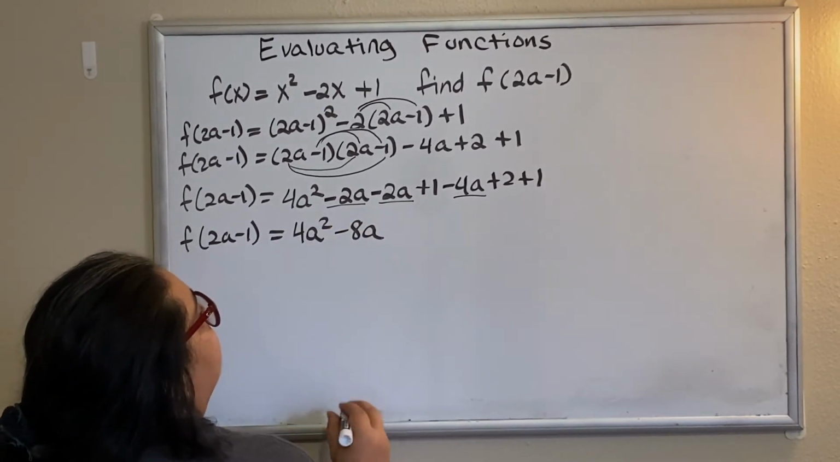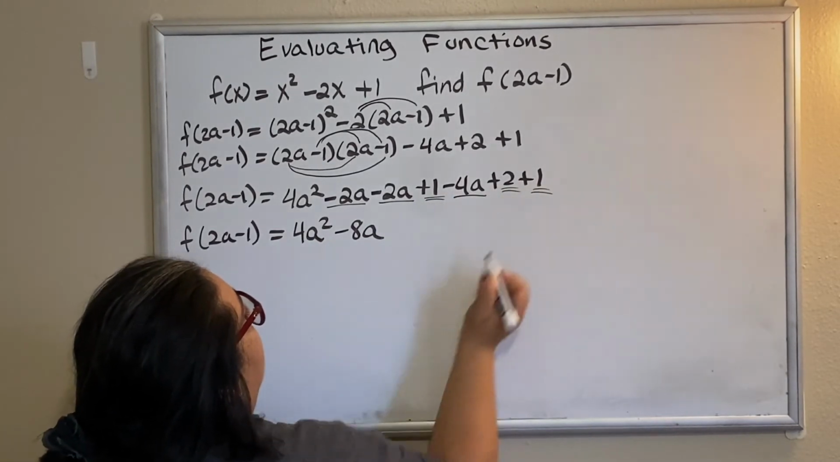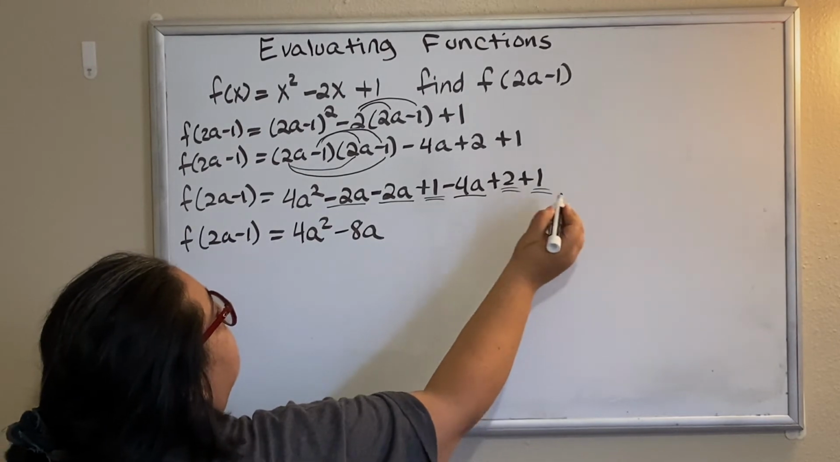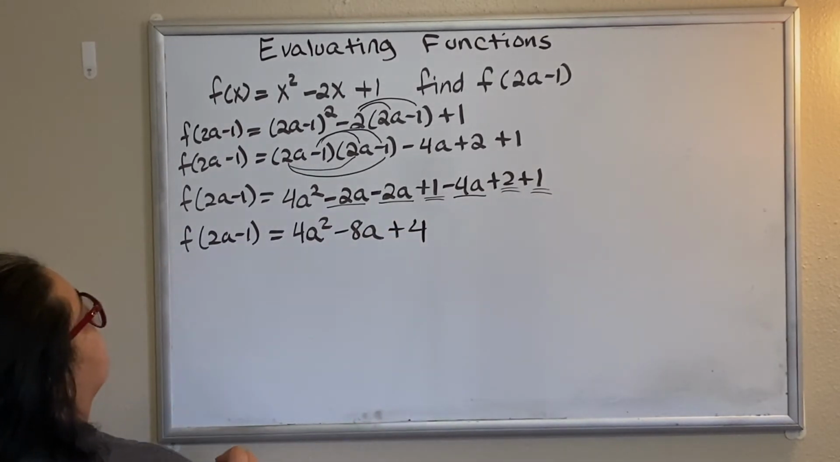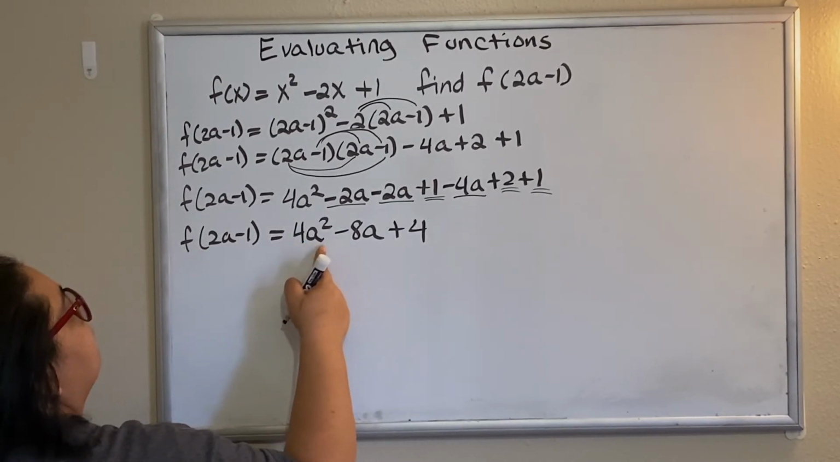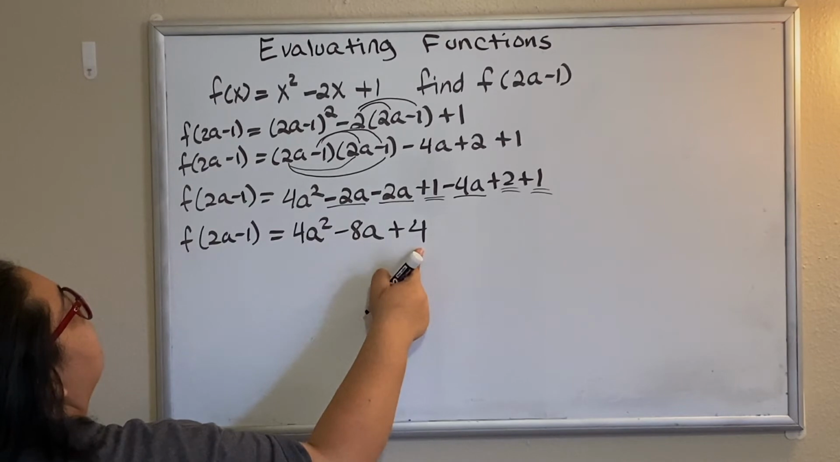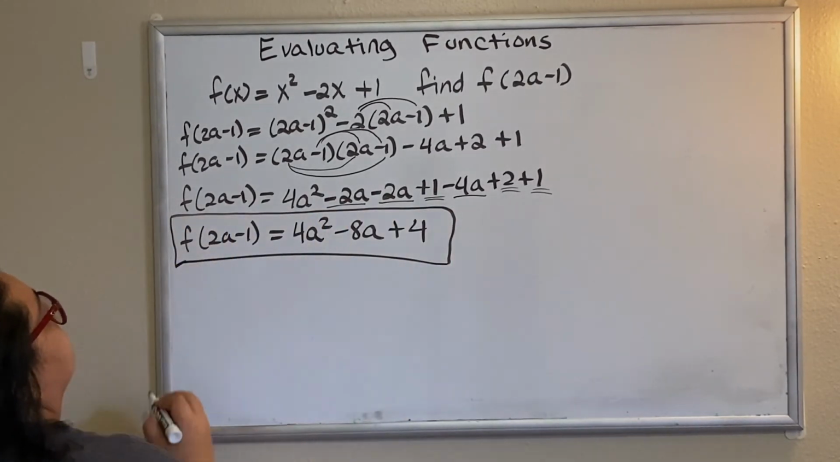And now the only thing left are the numbers. I have 1, 2, and 1. 1 plus 2 plus 1 is 4, so we're going to bring down plus 4. So f of 2a minus 1 equals 4a squared minus 8a plus 4, and that is our result.